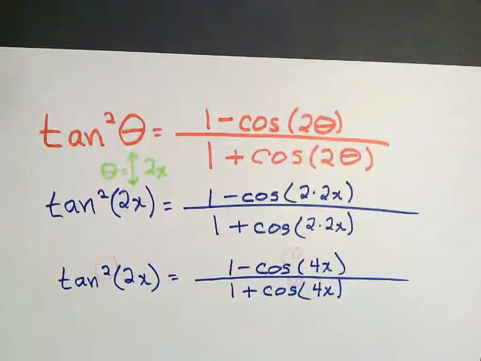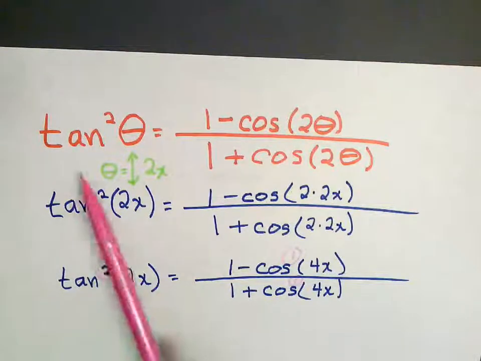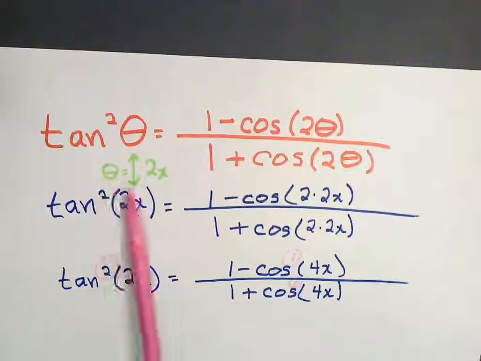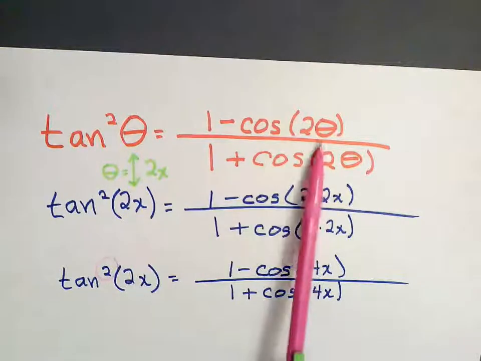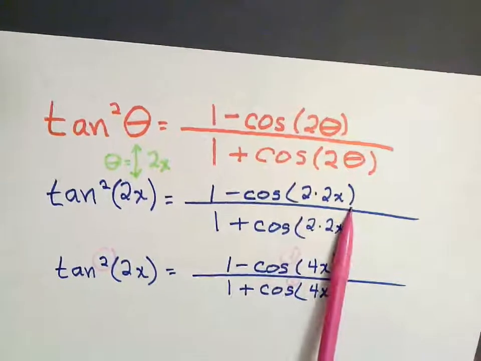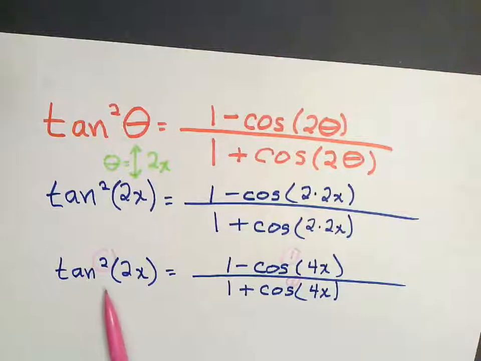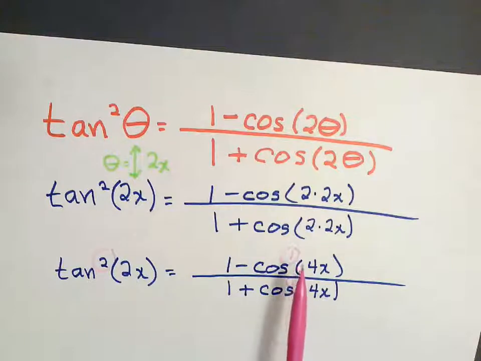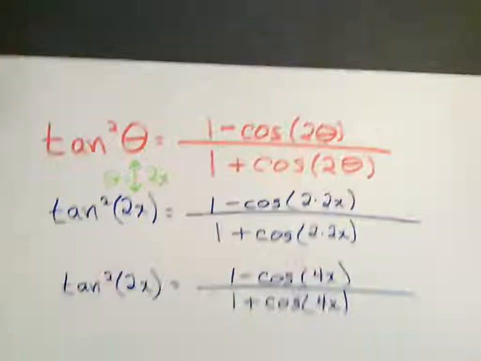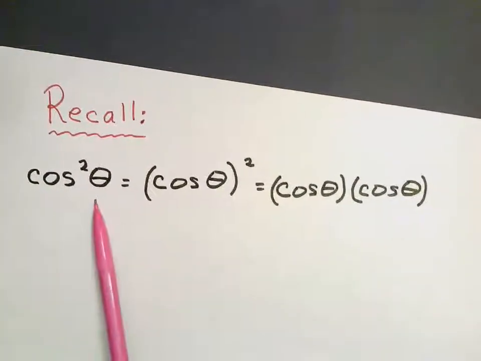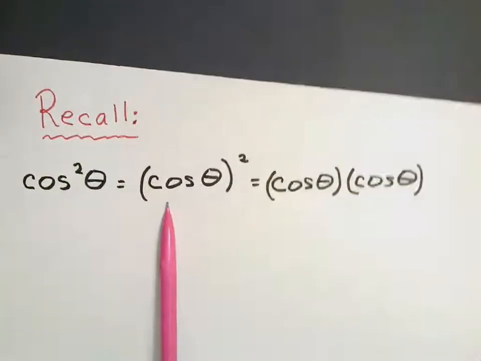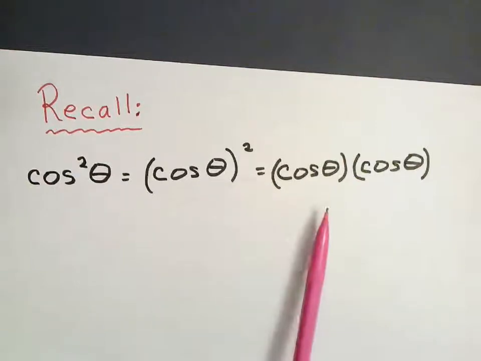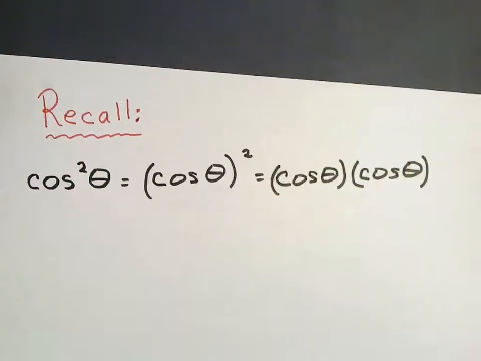Let's also look at our tangent squared. Here, my theta is 2x. I have to say twice that, so it's 2 times 2x. So here I have an even power of tangent, which has been reduced to a first power of cosine. Let us recall that cosine squared of theta is the same thing as cosine of theta squared, which is the cosine of theta times the cosine of theta.